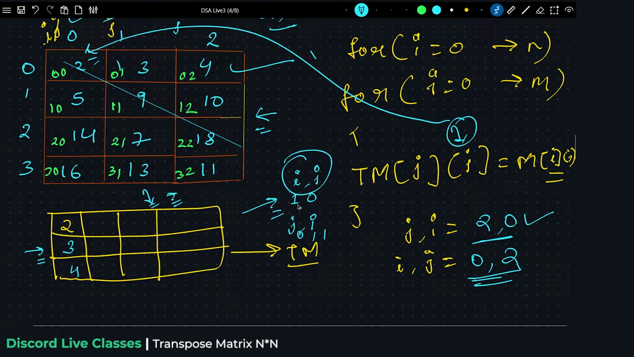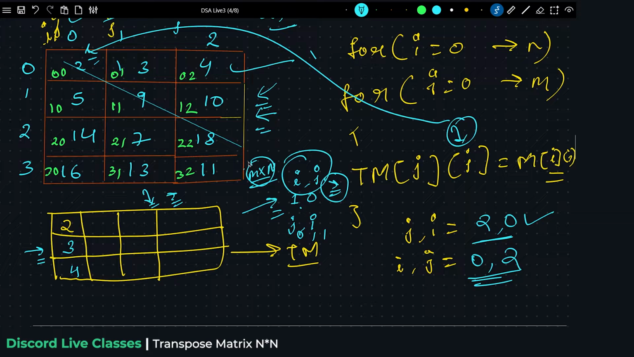in an m cross n matrix you need to simply swap the elements, i comma j to j comma i. But for this you need to make another matrix, another space. When it was an m cross n matrix, we created the matrix separately. Why? Because the dimension will change.